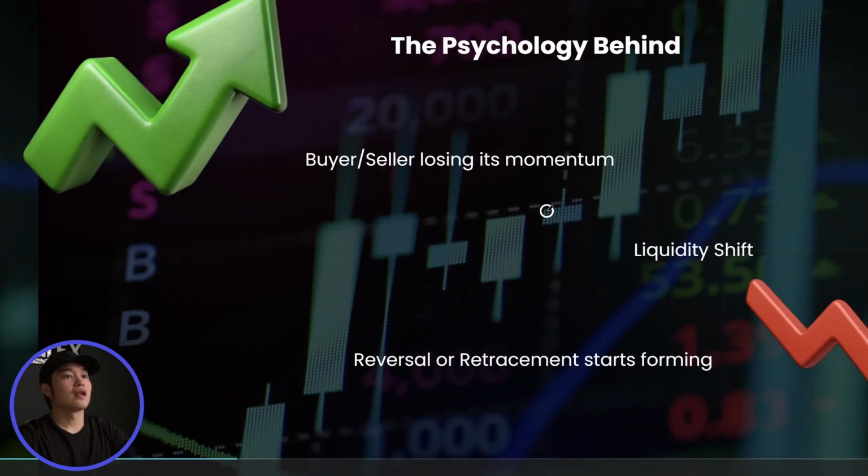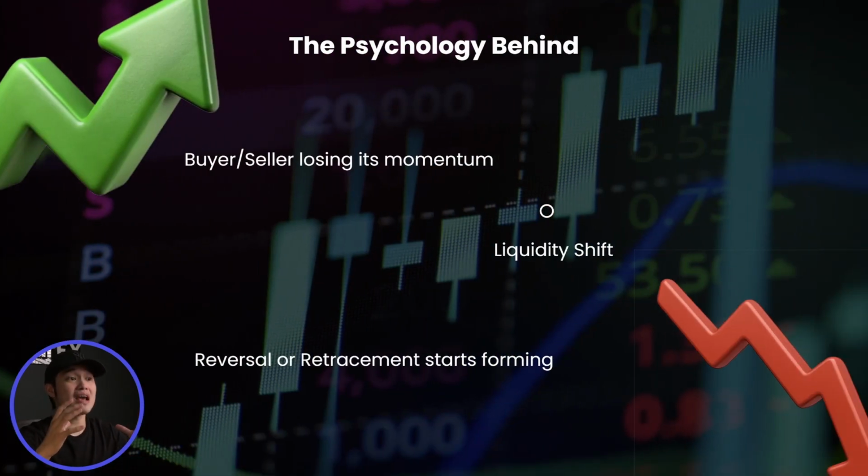Then let's go to the psychology behind this swing point: why a swing point is made and how it's formed. The first one is that buyers or sellers are losing momentum. The second one is liquidity. There is a liquidity shift from the prior bearish to a more bullish side or bullish momentum, and a reversal or retracement starts forming.